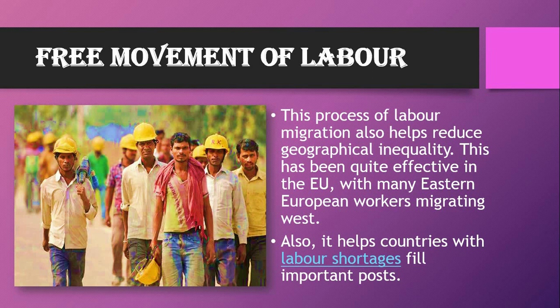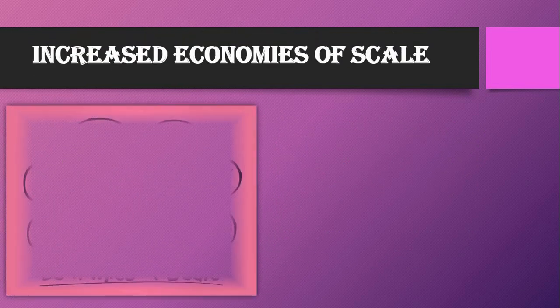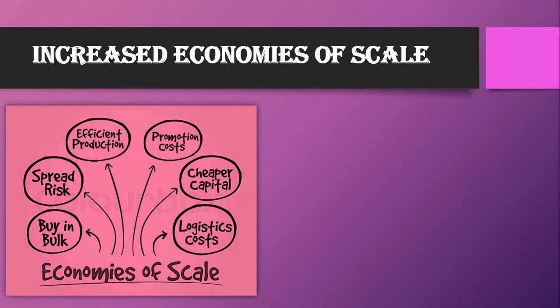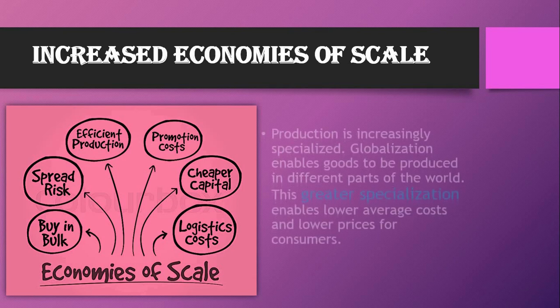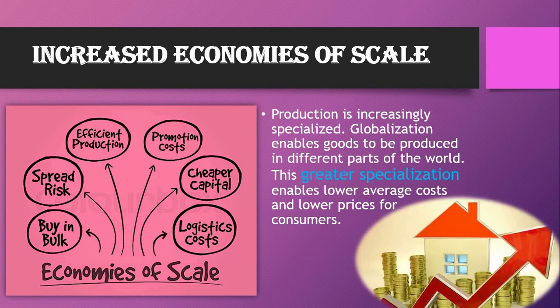And next, increased economies of scale. Production is increasingly specialized because of globalization, which enables goods to be produced in different parts of the world. This greater specialization enables lower average costs and lower prices for consumers. Because if the economies of scale increase, the growth increases too.